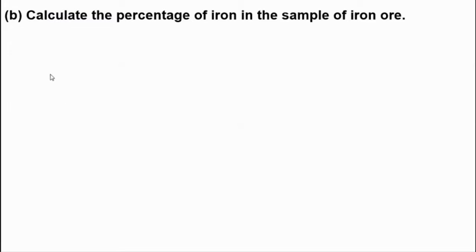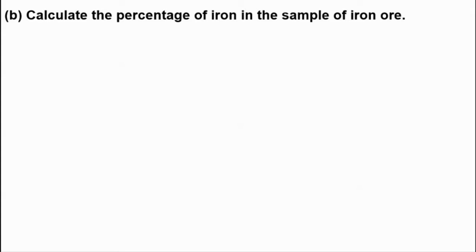For question B, we need to calculate the percentage of iron in the sample of iron ore. Given in the question, at equivalence point, potassium permanganate and iron 2 ion from the acid solution completely reacted. But at this moment, we do not know yet how many moles of potassium permanganate reacted with this iron 2 ion. So that is what we are going to determine first.